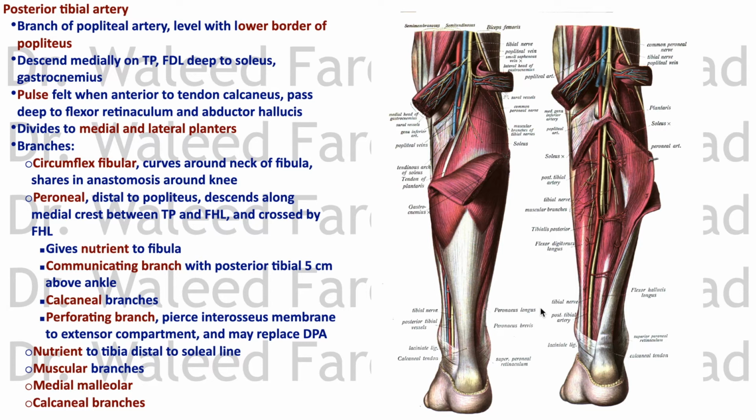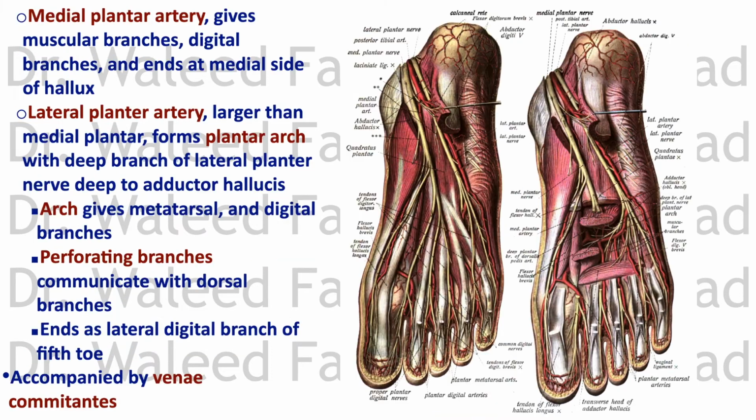Other branches of the posterior tibial artery: nutrient to the tibia, muscular branches, of course, medial malleolar, and calcaneal branches. The medial and lateral plantar arteries originate covered by the abductor hallucis muscle. The medial plantar gives muscular branches, digital branches, and ends at the medial side of the hallux, the big toe. The lateral plantar artery, larger than the medial plantar, forms the plantar arch.